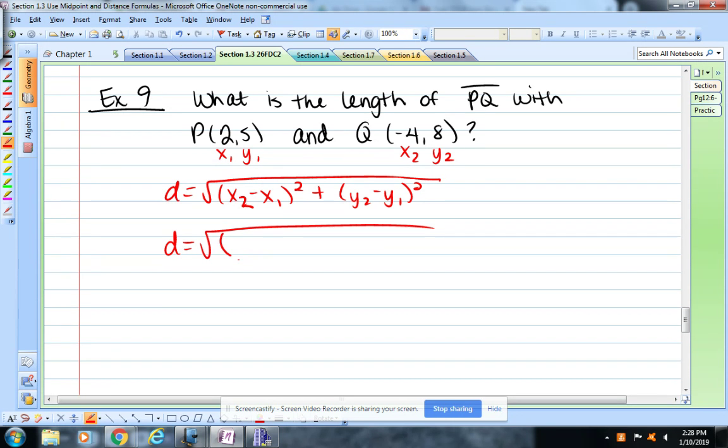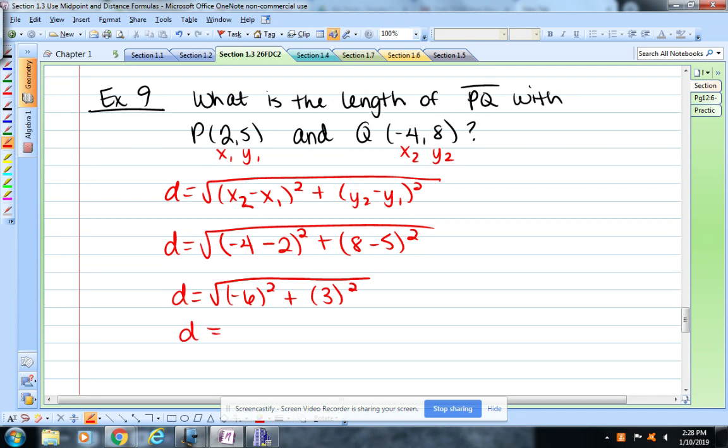What is x2? Y'all tell me. -4 minus what's x1? 2, parentheses squared, plus parentheses, what's y2? 8, minus what is y1? 5, parentheses squared. Then we do our parentheses. What is -4 minus 2? So that one is -6 squared. Plus what is 8 minus 5? 3. So 3 squared.